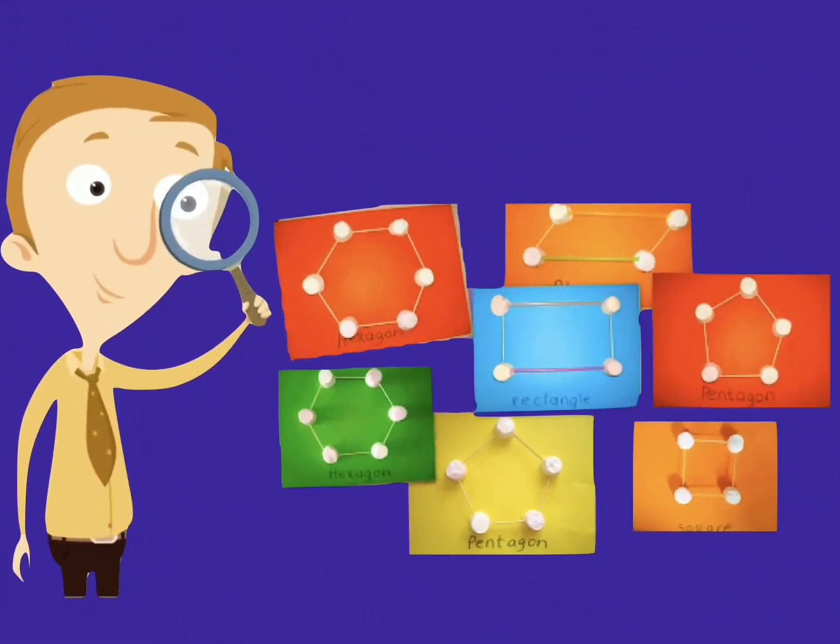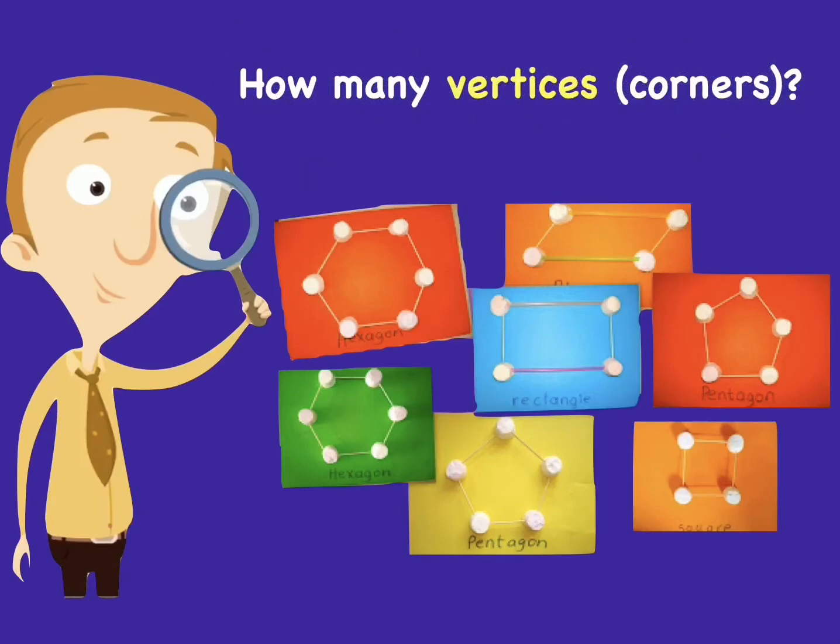If we look at these different 2D shapes, we can tell that they are different in the number of vertices. So some of them have 3 vertices, such as the triangle. Some of them have 4 vertices, such as the square, rectangle, and the trapezoid. And some of them have 5, like the pentagon, and we learned that the hexagon has 6 vertices.